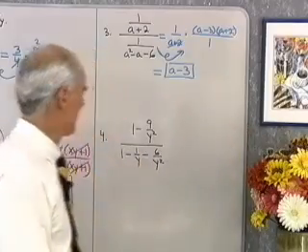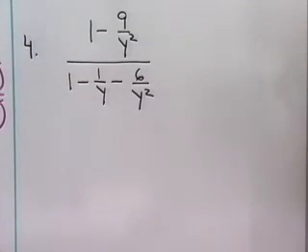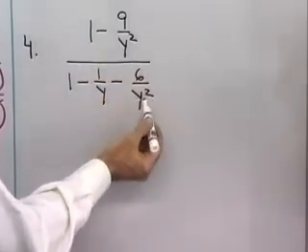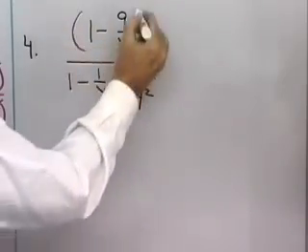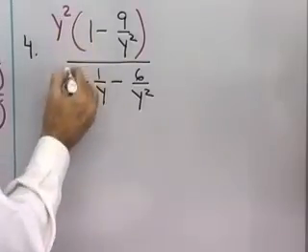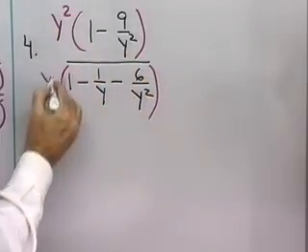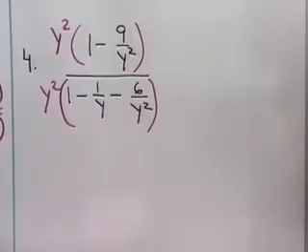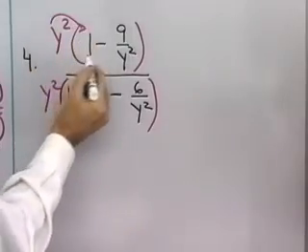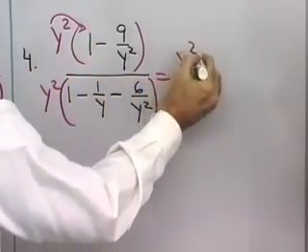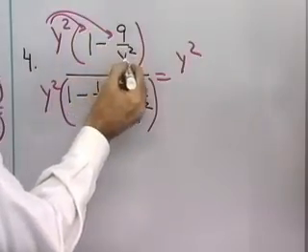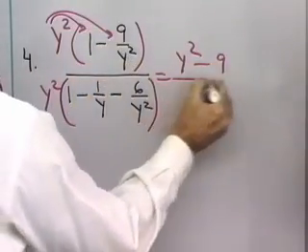One last problem. This one looks like it would be easiest to do if I find a least common denominator. The least common denominator for all these denominators is y squared. I'll multiply the numerator by y squared and the denominator by y squared. That won't change the value of this expression, but y squared times 1 is y squared. y squared times 9 over y squared is 9.